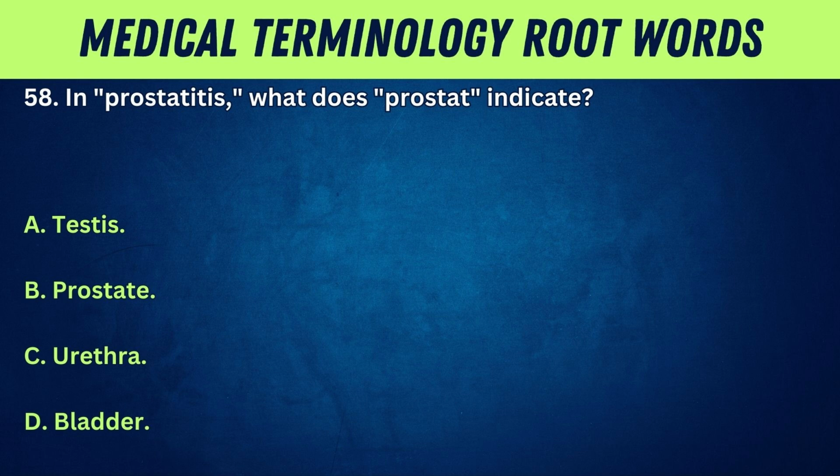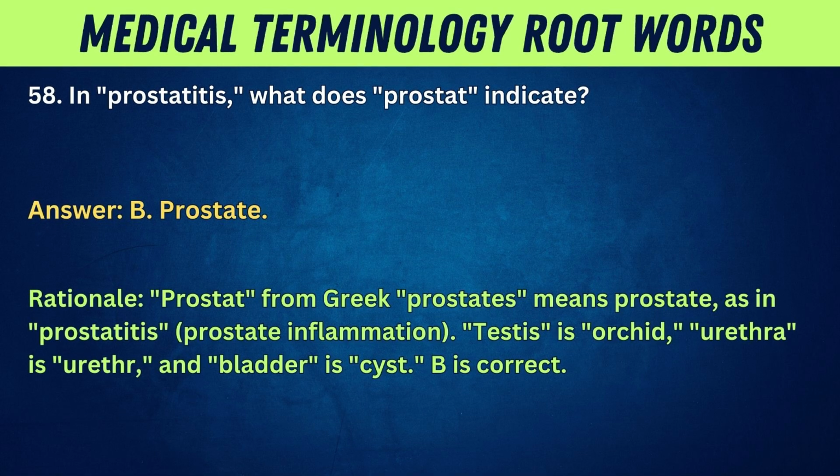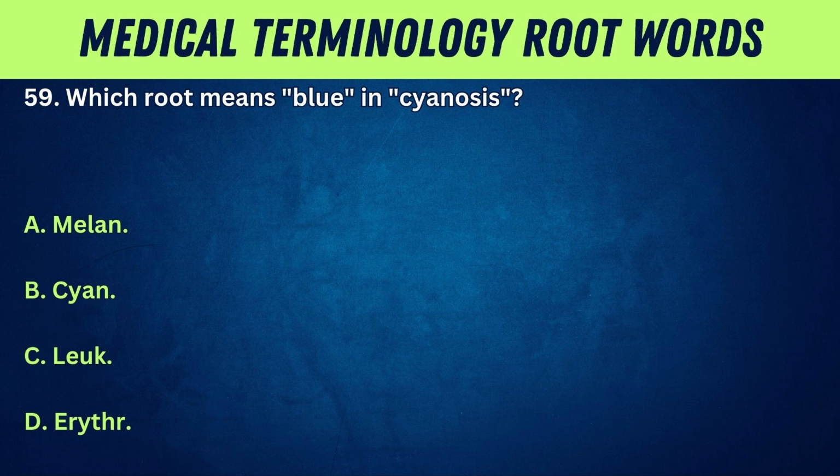58. In prostatitis, what does prostat indicate? A. Testis. B. Prostate. C. Urethra. D. Bladder. Answer: B. Prostate. Rationale: prostat from Greek prostates means prostate, as in prostatitis, prostate inflammation. Testis is orchid, urethra is urethr, and bladder is cyst. B is correct.